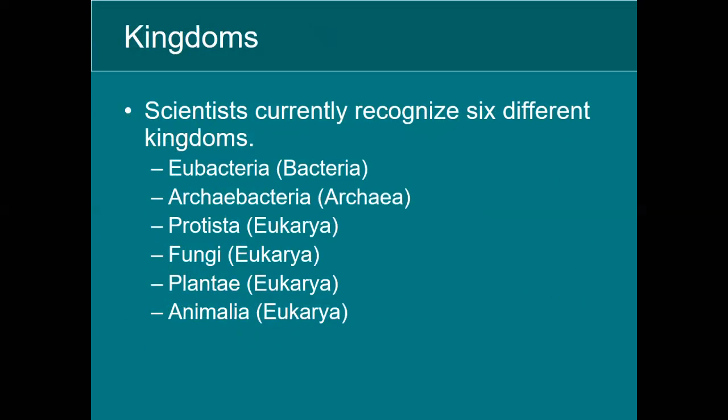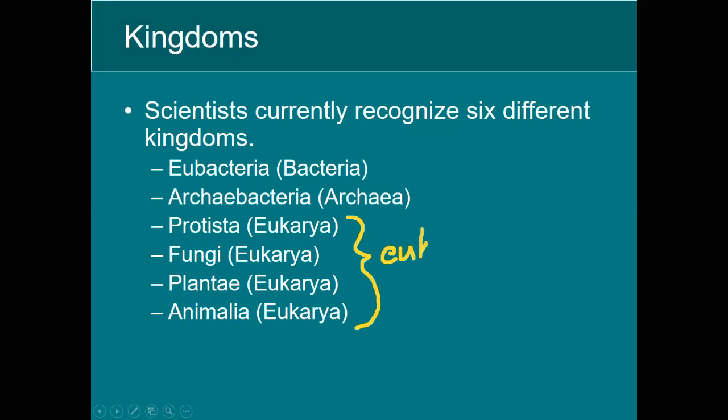Scientists currently recognize 6 different kingdoms that are placed into these domains. We have the eubacteria, which is in the domain of bacteria. We have archaebacteria, which is in the domain of archaea. And then we have protista, fungi, plantae, and animalia, which are in the domain of eukarya. These ones over here that are in eukarya are actually our eukaryotic cells. Okay, if you remember back to first semester, these are our eukaryotes.